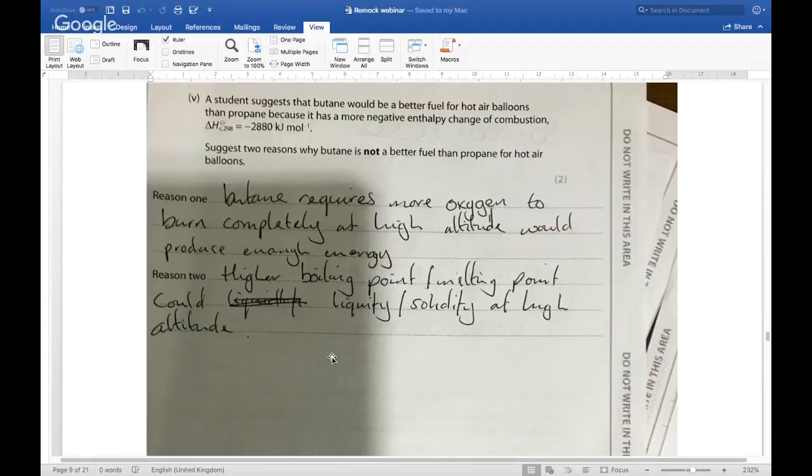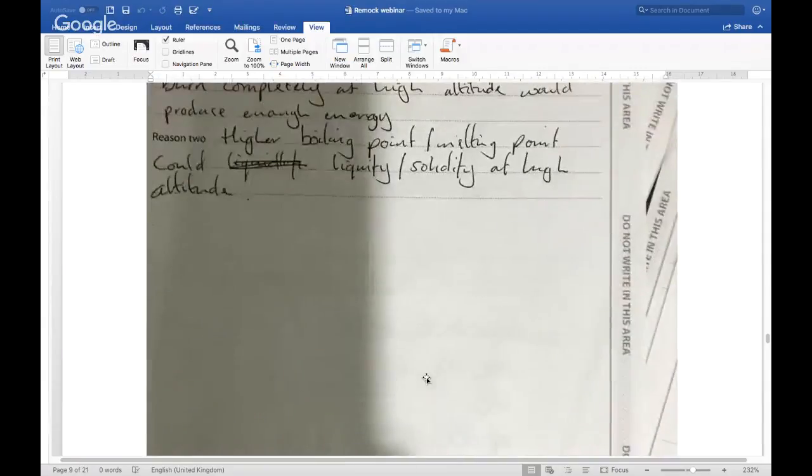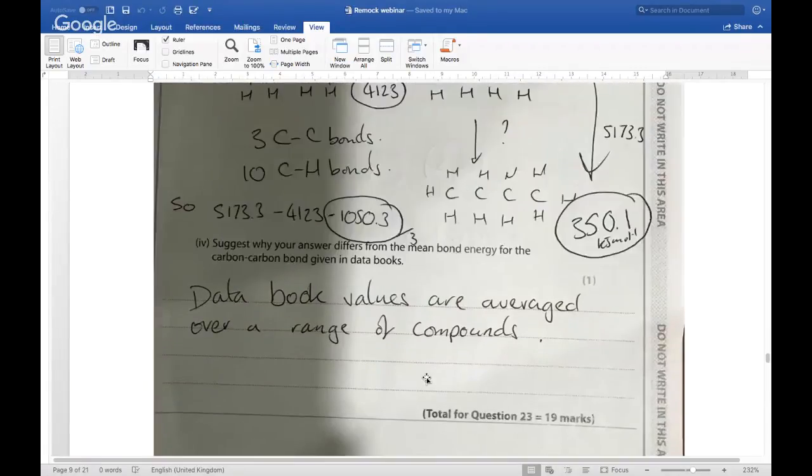Right. Butane requires more oxygen to burn completely at high altitude. Would not produce enough energy. Higher boiling point, melting point, it could liquefy or solidify at high altitude due to low temperatures. That was really hard. There were loads of other answers, but those are the two they wanted. The key thing, guys: if you've got a longer chain, you need more oxygen to get complete combustion. If you've got a longer chain, you're going to have a higher melting point, which means you're probably going to solidify or liquefy or do something. Clever question, though. I liked it.